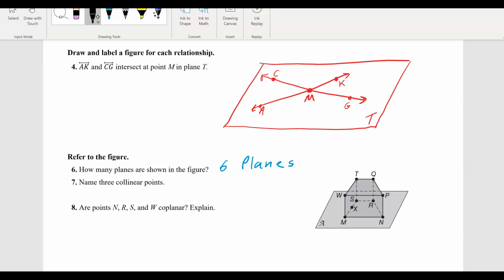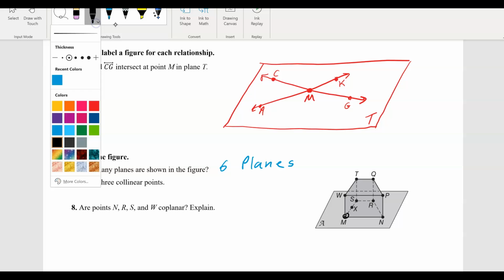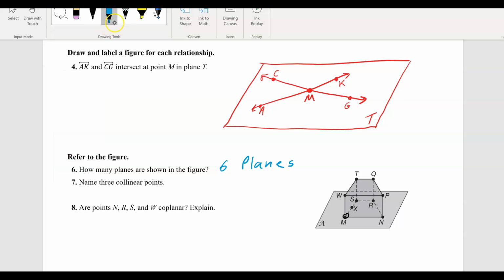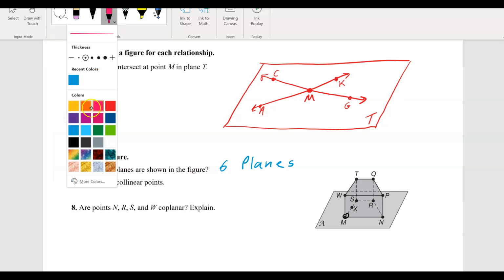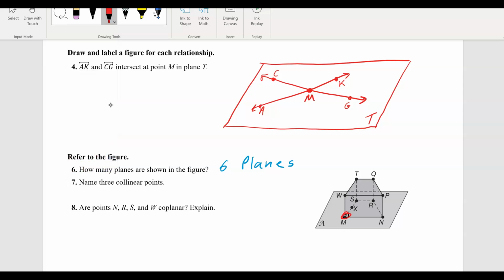So the only place where I can see 3 collinear points is right here. Let me see if I can get a different color here. Right here, M, X, and S. Okay. All right, so now let's try to answer the next one on our own.